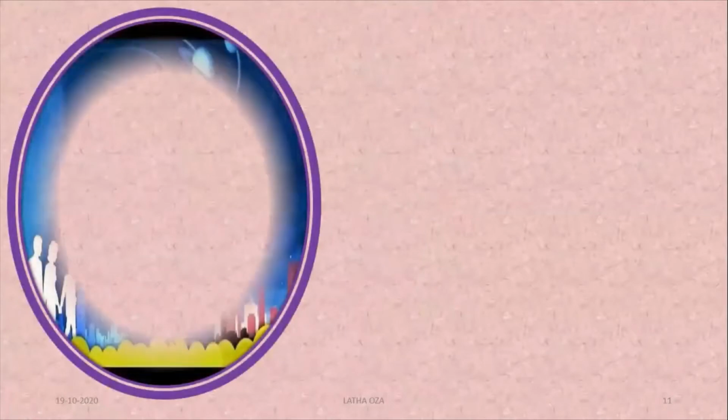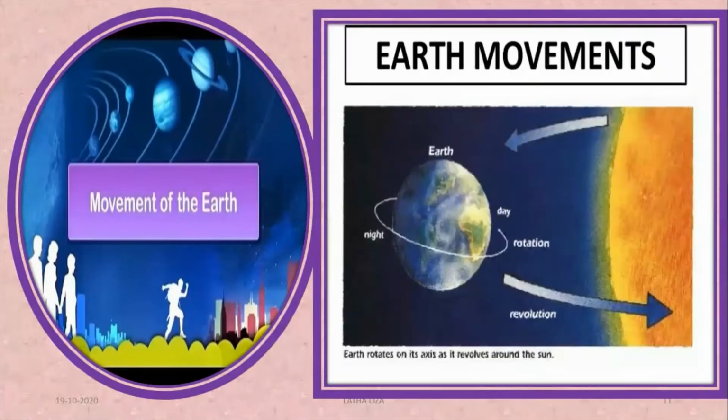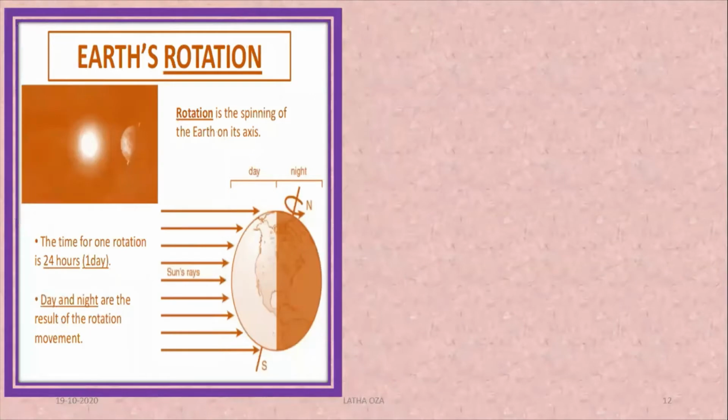The earth also is a planet that moves around the sun in a fixed path which is called orbit. Earth shows two types of movement, rotation and revolution. What is rotation? The Earth spins around its own axis, an imaginary line that passes through its center. The spinning movement of the Earth around its axis is called rotation. Earth takes about 24 hours to complete one rotation.